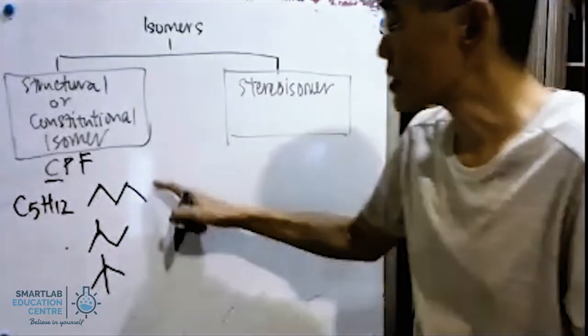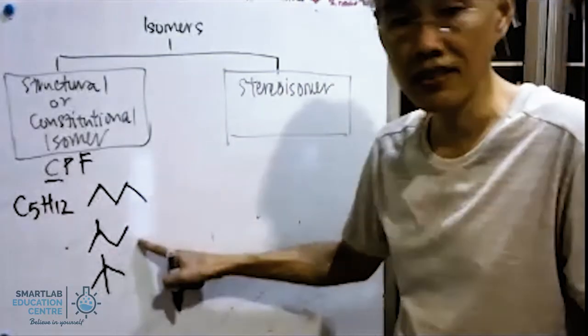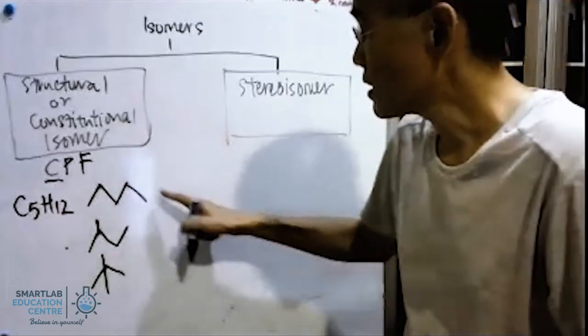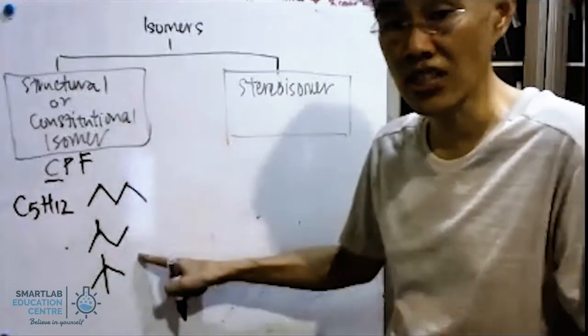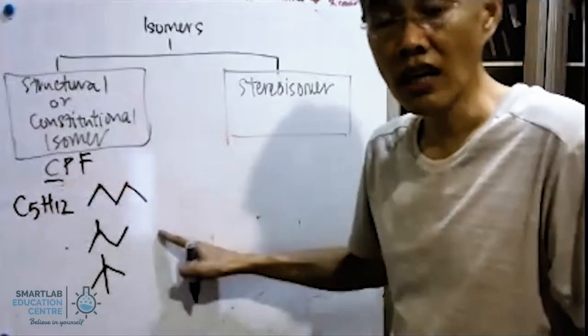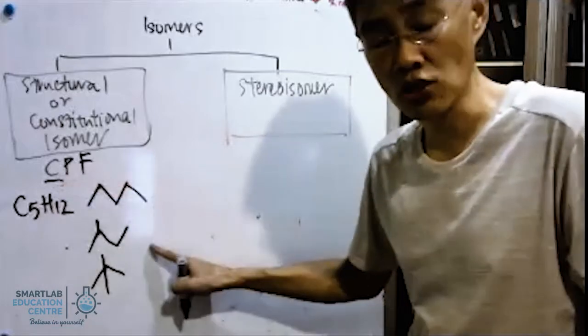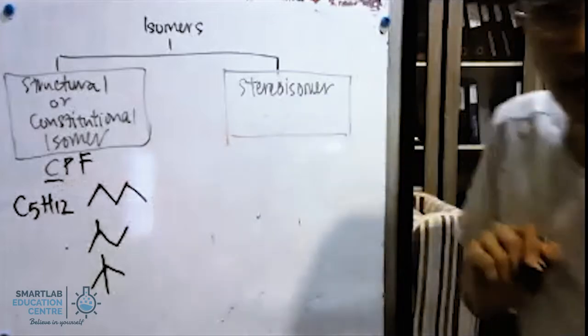So basically in this case, the relationship between this and this, we can call them constitutional isomers. If I want to be very specific, then I'll say that between this and this, they display chain isomerism, all right? Or they are chain isomers. Can? Okay. If not, I move to the next one.